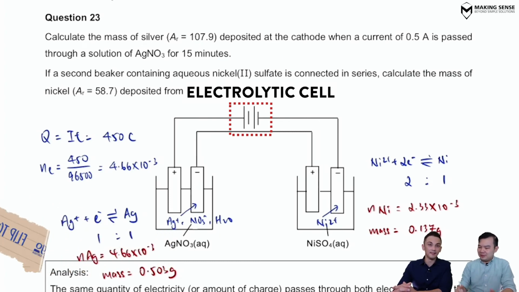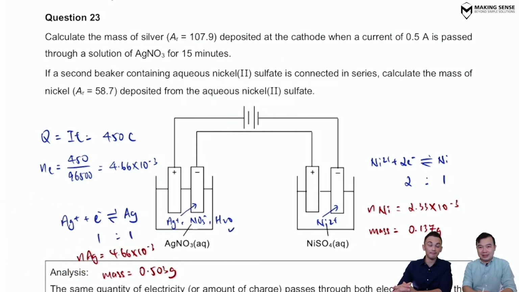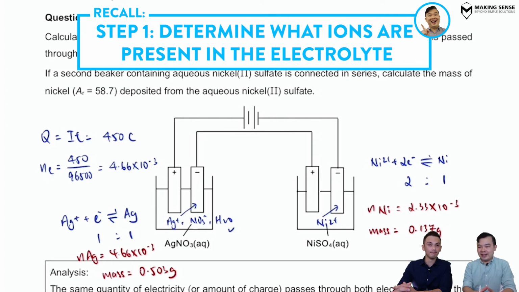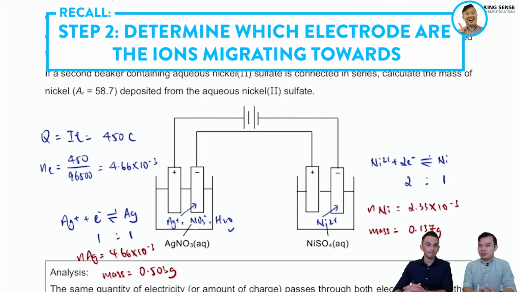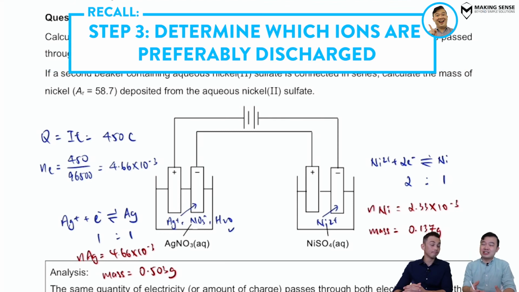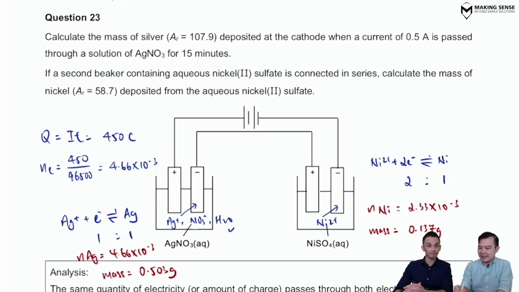Whenever we look at an electrolytic question, I think the steps will still be the same. First things first, you have to determine what ions are present inside the electrolyte, and then determine which electrode the ions are migrating towards. And of course, we have to go through the whole process to see which of the ions or species are going to be preferentially discharged.